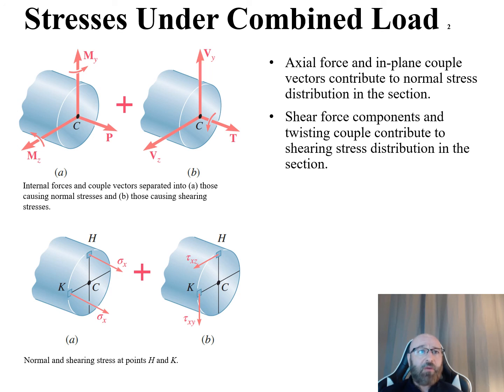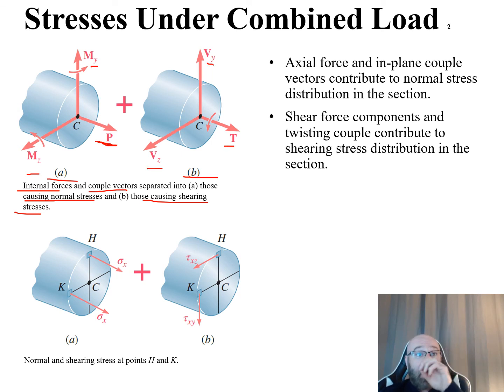In this diagram here, we can see we have internal forces and couple vectors. Now we've separated these into 2 different parts of the diagram, part A and part B. In part A, we have those that are causing our normal stresses. So over here in part A, we can see we have our My, our Mz, and our load P. Now in part B of this diagram here, we have those that are causing our shearing stresses. So we separated those out. For our shearing stresses, we have our shear loads right here, our Vy, our Vz, and our torque T there.